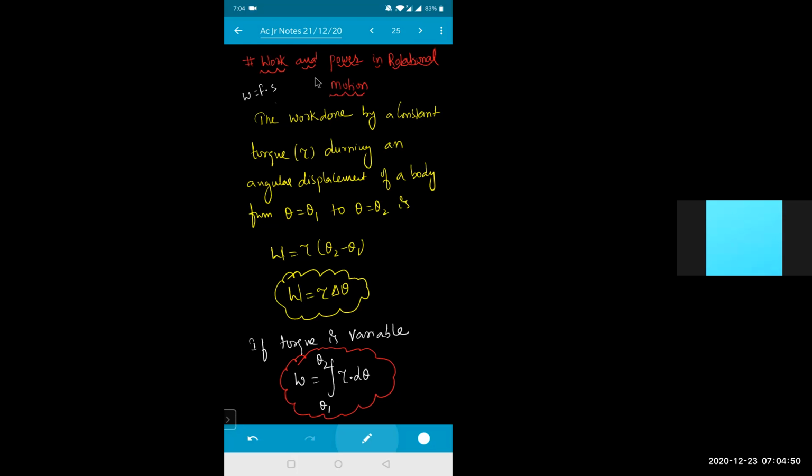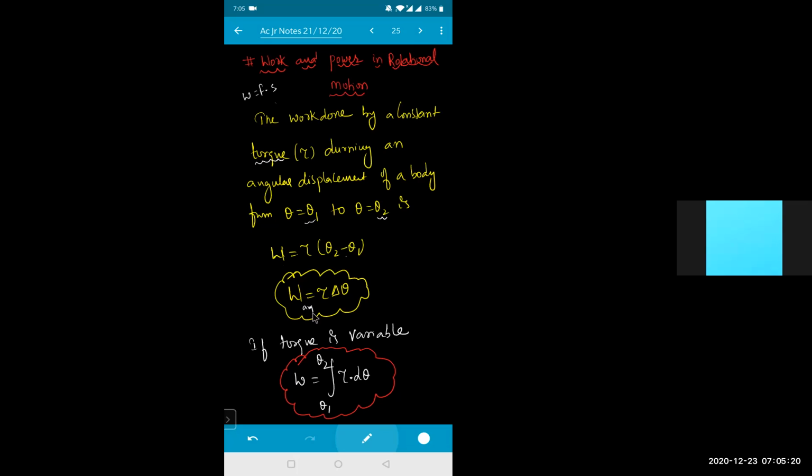As I said in the starting, in comparison to linear translation, force is replaced in rotational mechanics by torque, and displacement is represented by S there, while in circular motion it is represented by theta. So the work done by a constant torque tau instead of force, during an angular displacement of the body from theta 1 to theta 2, is given by the formula: work done is equal to torque into angular displacement, that is theta 2 minus theta 1.